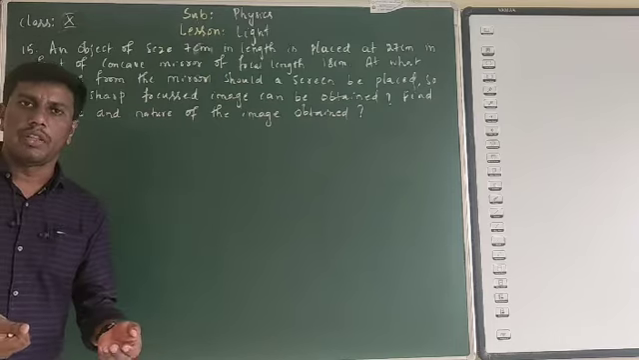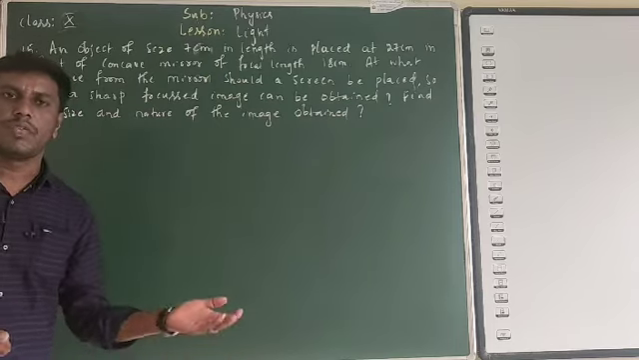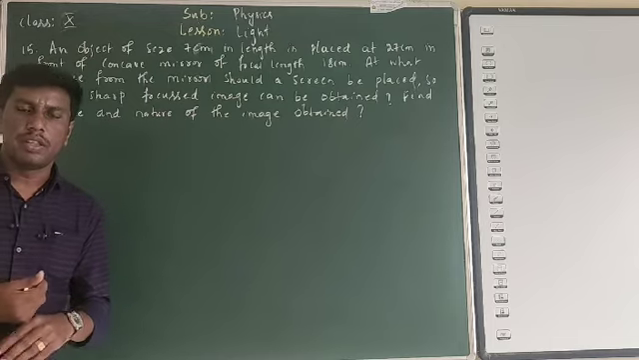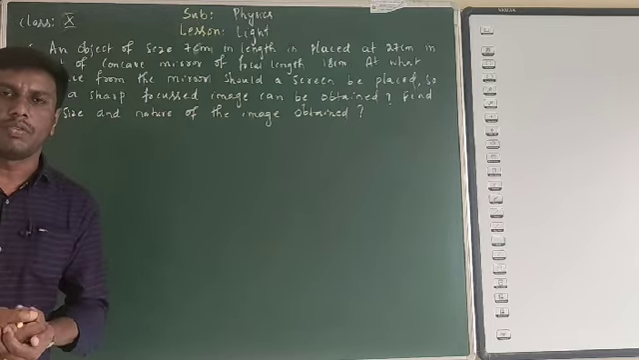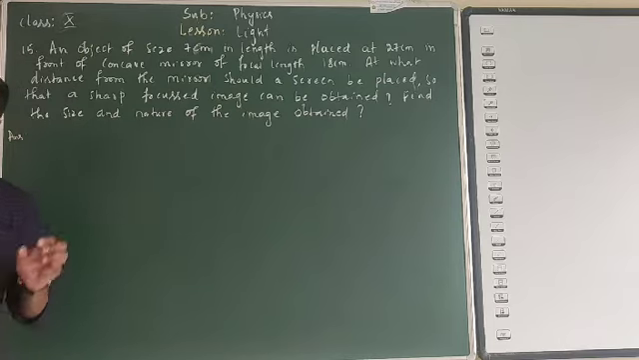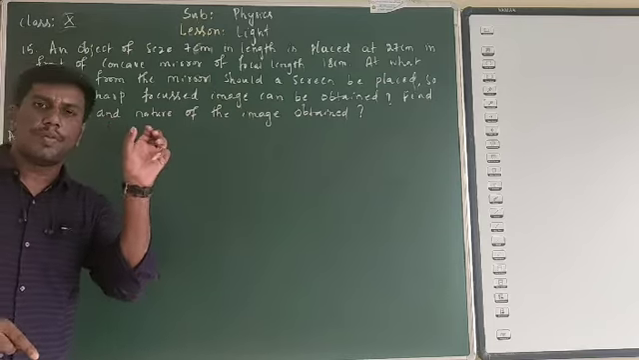The radius of curvature is given, which is 30 centimeter. So we have to convert it into a focal length f. How to find f? f is nothing but the radius of curvature divided by 2. Half of the radius of curvature will become the focal length.